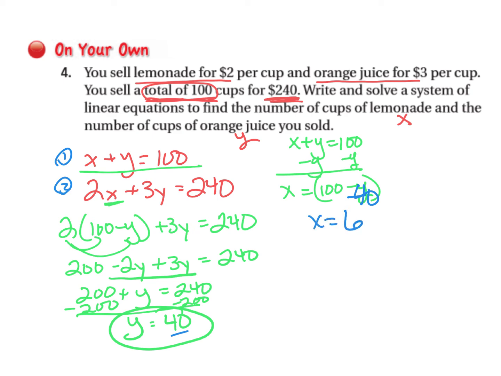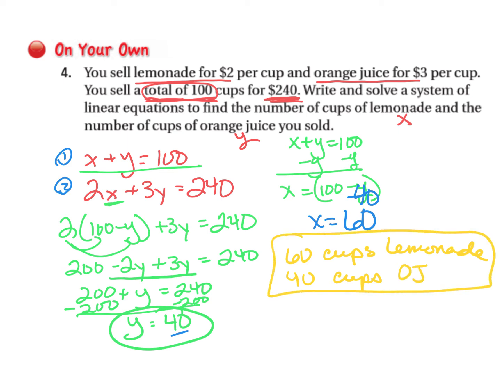So let's write, whoops, I forgot my 0. Sorry about that. Let's write out our answer. We sold 60 cups of lemonade and 40 cups of orange juice. And there's our answer, and that is point number 3. See, here's where I said if you get your x and y mixed up, you're going to say 40 cups of lemonade and 60 cups of orange juice, and that will be wrong.